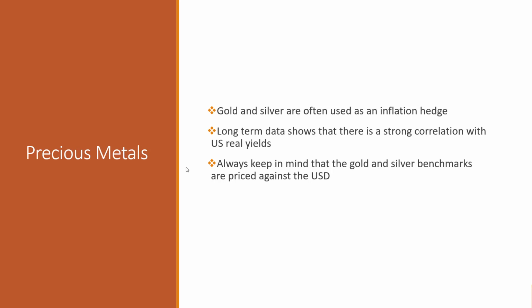So if real yields are up, gold tends to move down, and if real yields are down, gold tends to move up. Now, the reason for that is if the real yield you're getting on a bond is good, then investors are not so worried about preserving the capital. They're going to focus on making a bit of a positive return by investing into those bonds.